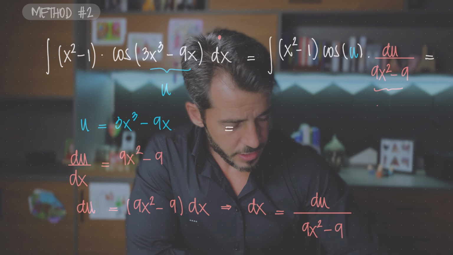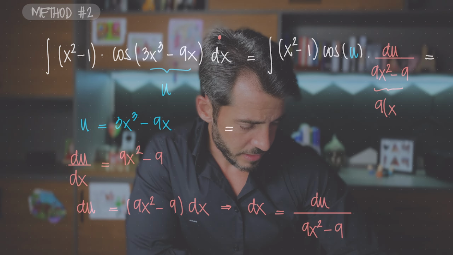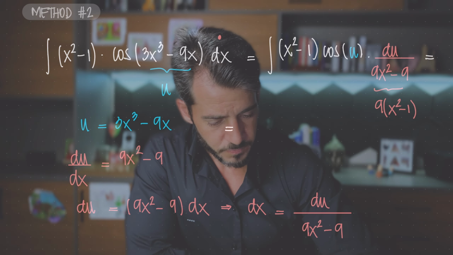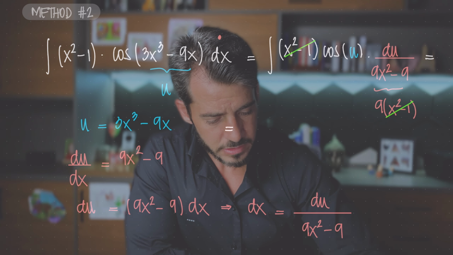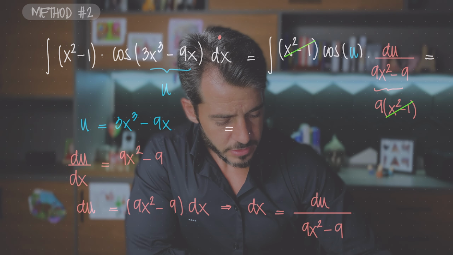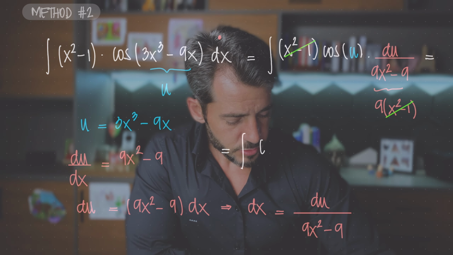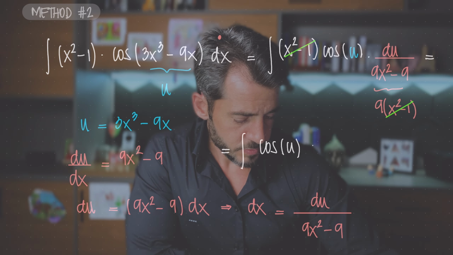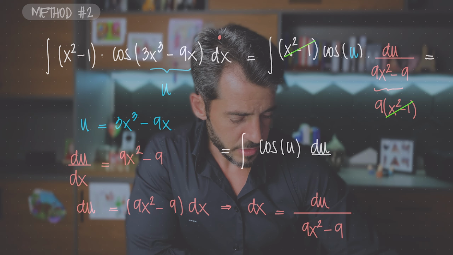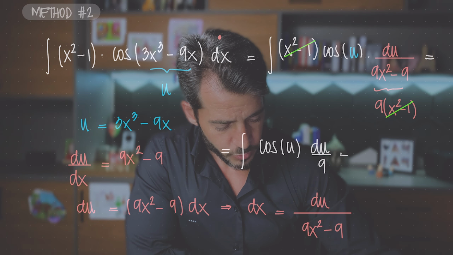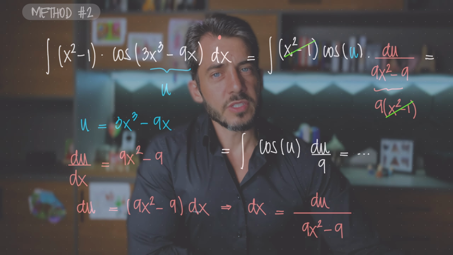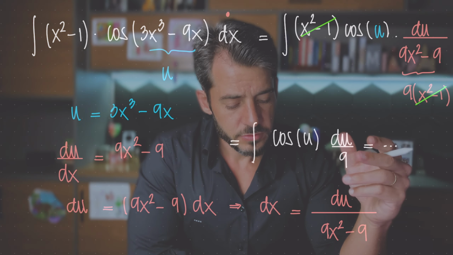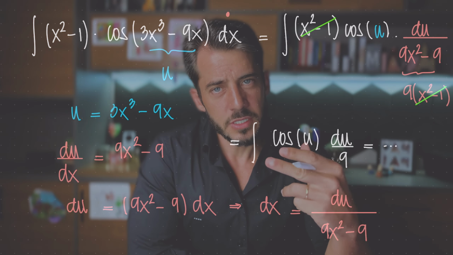Now, knowing that you can rewrite this as 9 times x squared minus 1, you can cancel out the x squared minus 1 with this, and on the next step, you get to the same place, to the integral of cosine of u times du over 9, which is exactly where we stopped in the previous method. So let's continue the solution in the previous one.